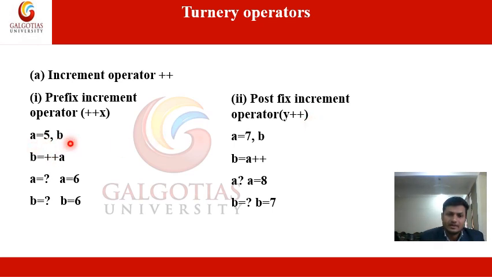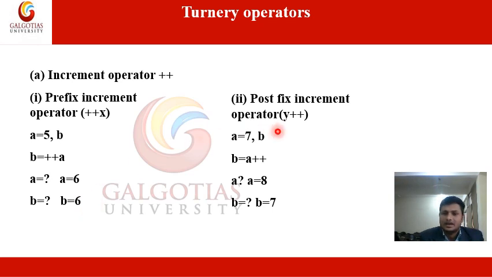A equal to 5, B equal to plus plus A. Since plus plus is coming at the start, we will resolve it first. Plus plus A means A equal to A plus 1, and the result will be stored in B. Now what is the value of A? A equal to 5, so A equal to A plus 1 means 5 plus 1, which is 6. 6 is stored in A, and that 6 is transferred to B. Now A will have the value 6 and B will have the value 6.